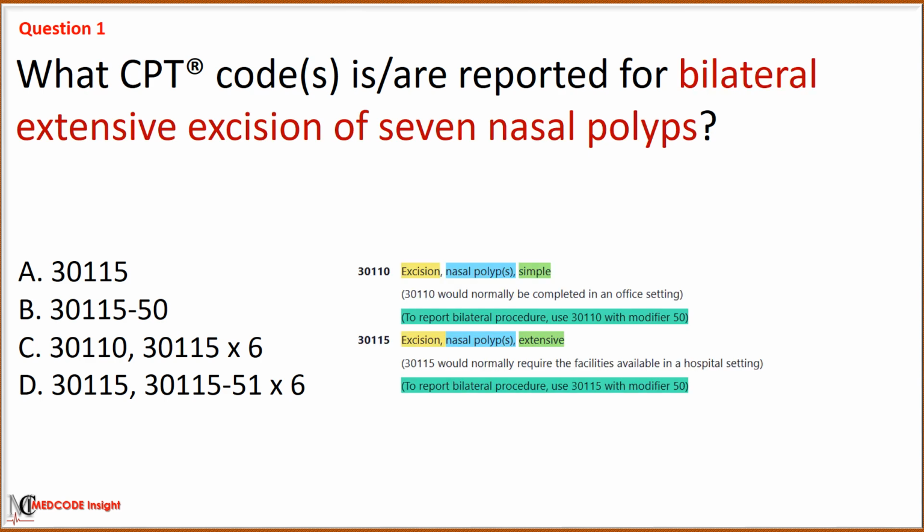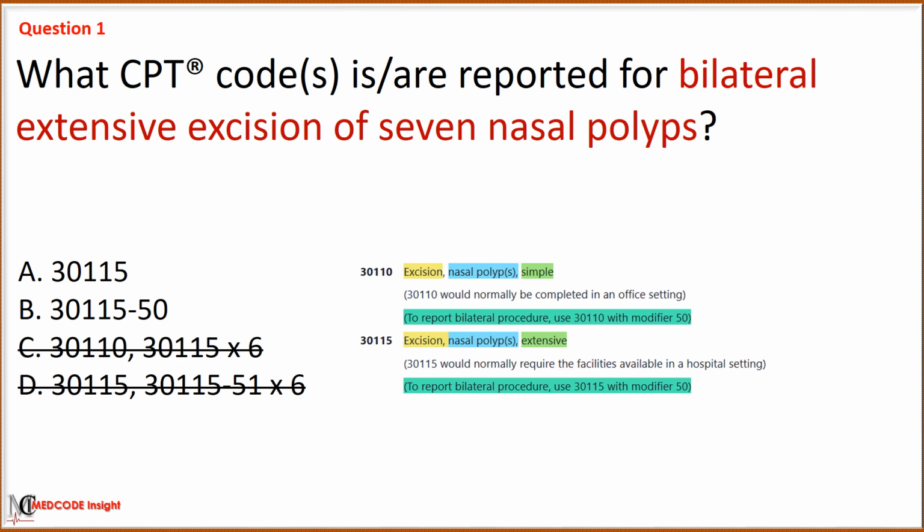In this scenario, bilateral extensive excision of 7 nasal polyps takes place. To find the correct code, we refer to the excision codes of the nasal polyps. As discussed earlier, nasal polyp excision codes are not affected by the number of polyps involved. Based on this rule, we first eliminate options C and D with 6 units of code 30115, as there is no need to mention the number of units. One unit of code 30115 is sufficient for multiple polyps.